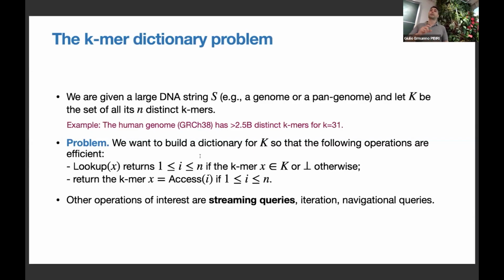And the access operation is exactly the inverse. I take as input the identifier of the k-mer, and I return the k-mer string, like all the characters in the k-mer.